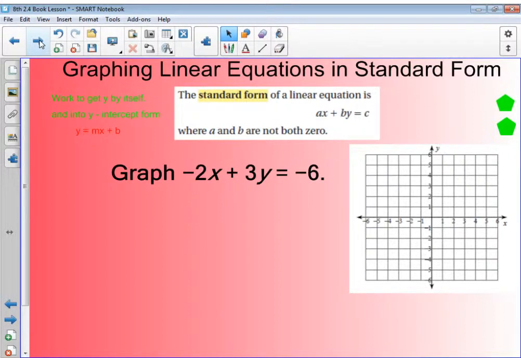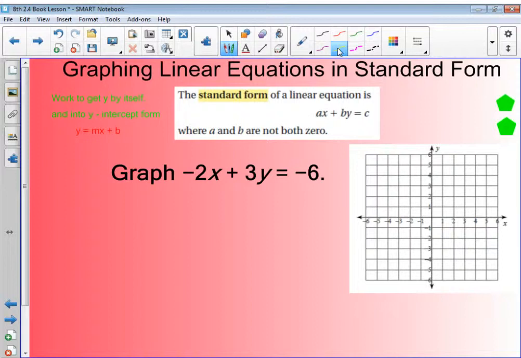And in this case, a and b in our equation are not going to be 0. So in other words, these will never be 0. Okay, that's what a standard equation is going to be. So our first step is not really a new step. It's something that we've been doing in probably 2 or 3 different lessons, and that's where we're going to work to solve for y. So we're going to work to get y by itself.